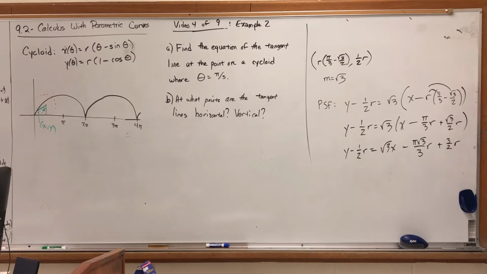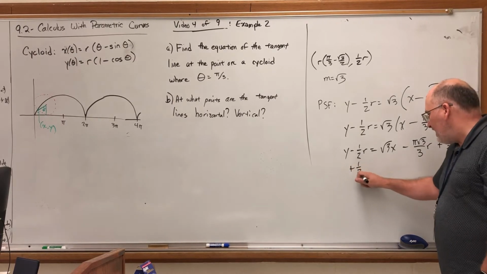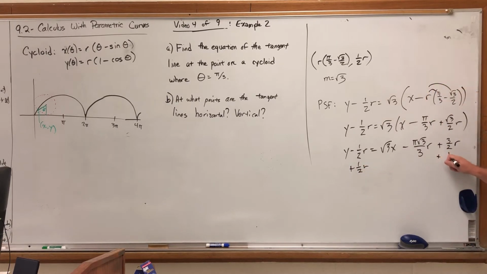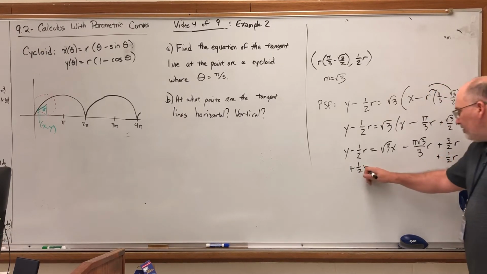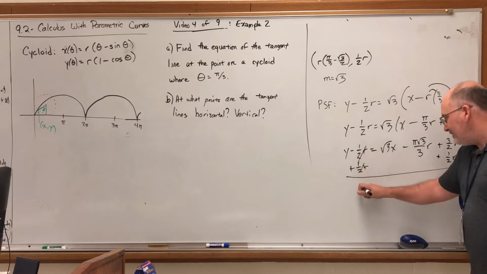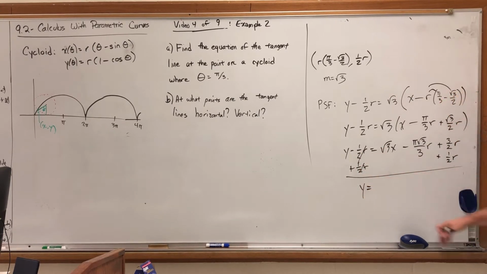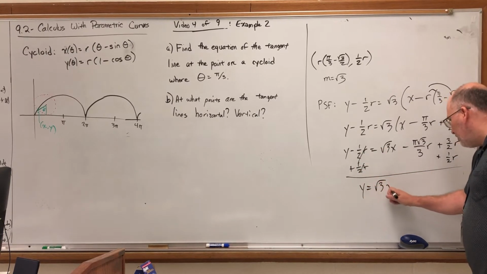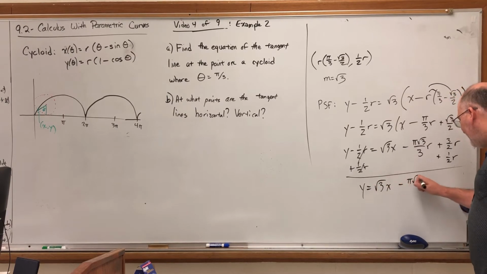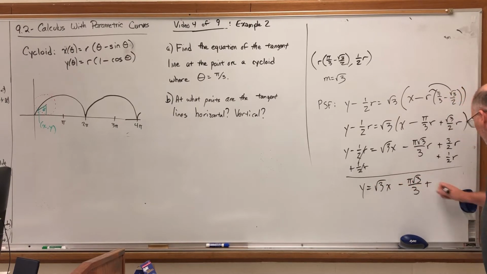Which is actually not a bad thing to happen, because to get it in slope-intercept form, I'd have to add 1/2 r to both sides, and it just so happens that I have another r term over here to combine it with, and when I combine them, I get an integer. Y equals the square root of 3 x minus pi times the square root of 3 over 3 plus 2r.